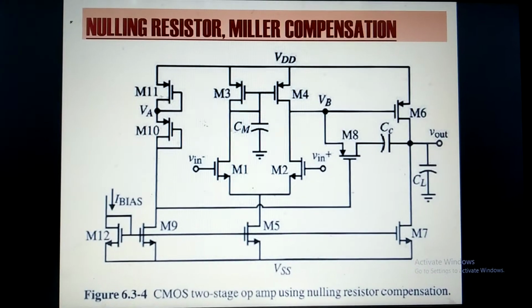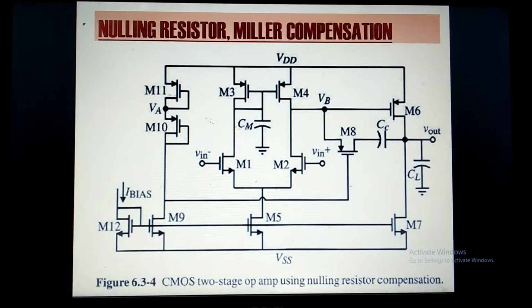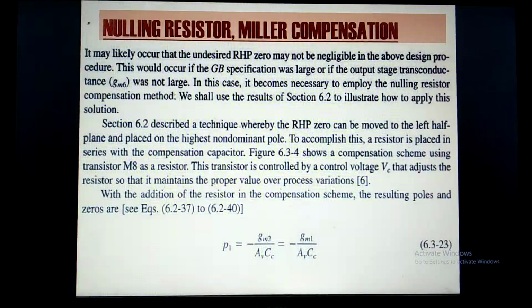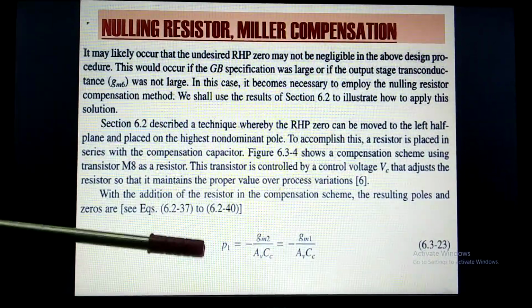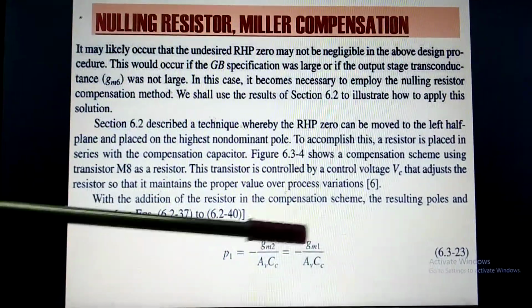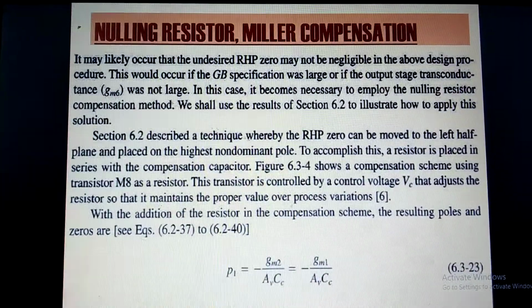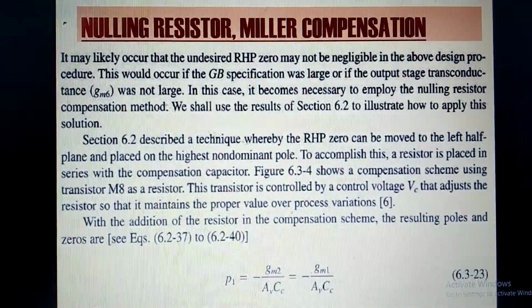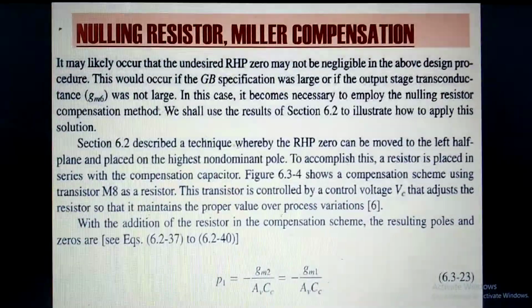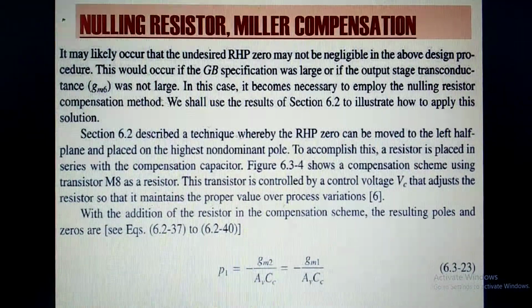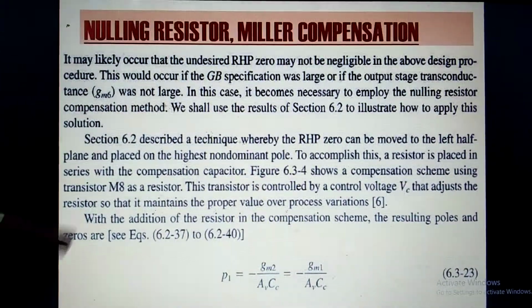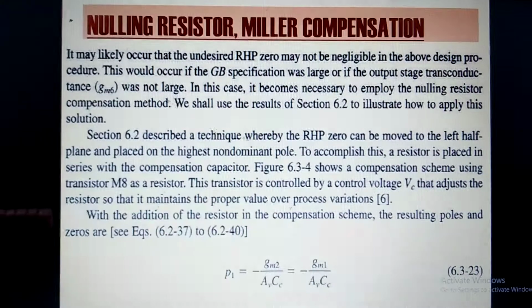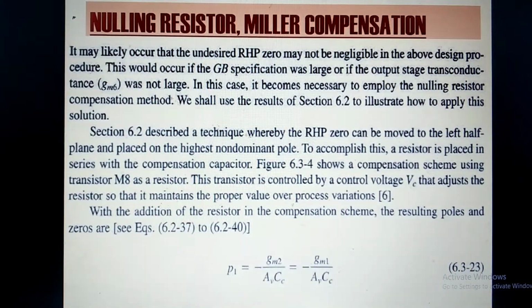With the addition of this resistor in the compensation scheme, the resulting poles and zeros are modified. So this is pole 1. It is modified to gm1 times the overall gain of the CMOS op-amp multiplied by the compensation resistor. So due to the addition of this Nulling Resistor with the compensation capacitor, the resulting poles and zeros are modified.